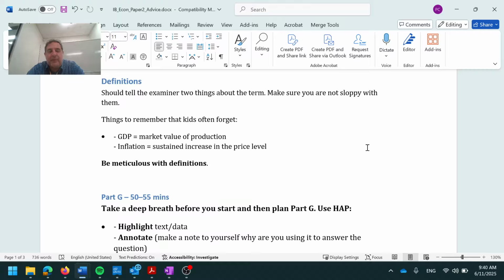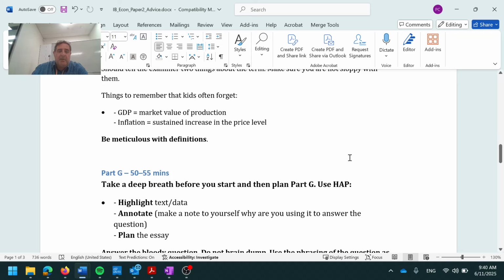Same thing with inflation. You're pretty good at this because we've drummed it into you and most of you get this right. It's a sustained increase in the price level, right? If you don't write sustained, you will only get 1 mark. So just be mindful of those definitions and you need to be pretty accurate and correct there to get the full 2 marks. Part G.